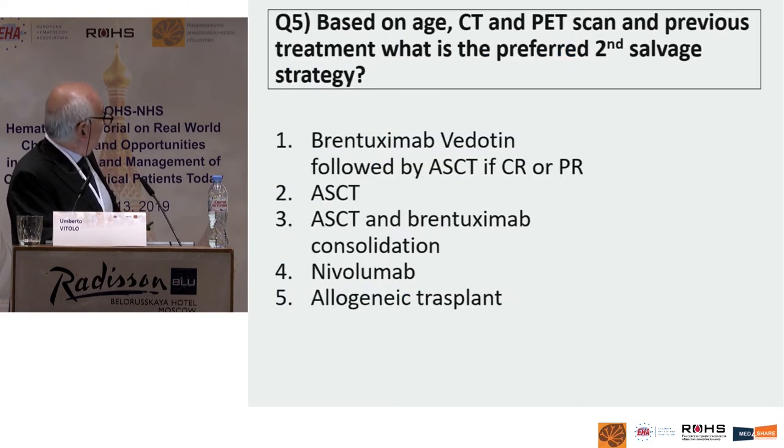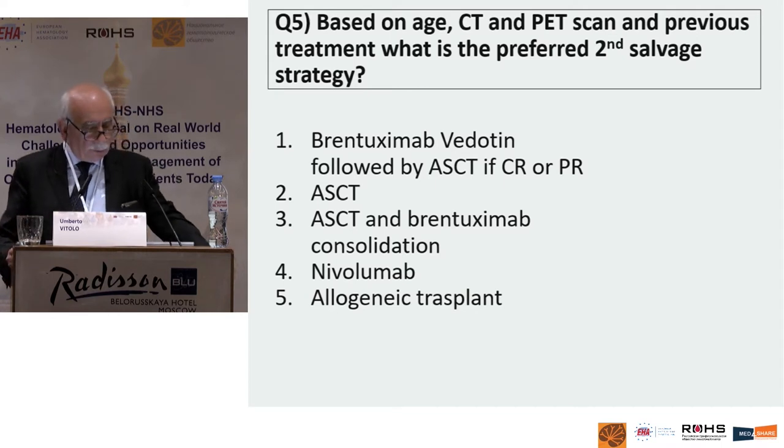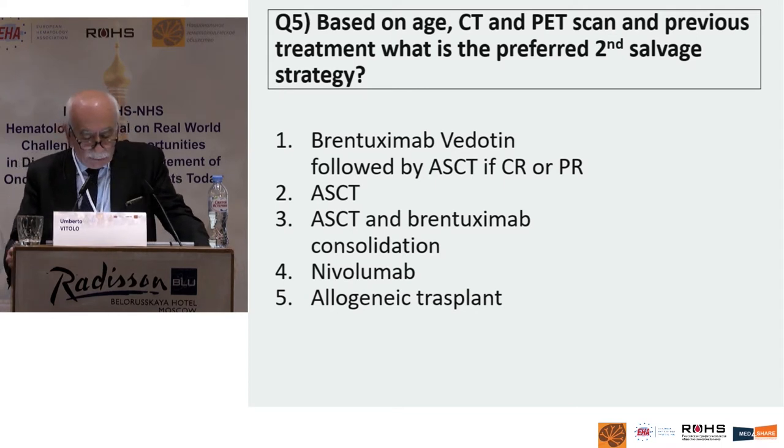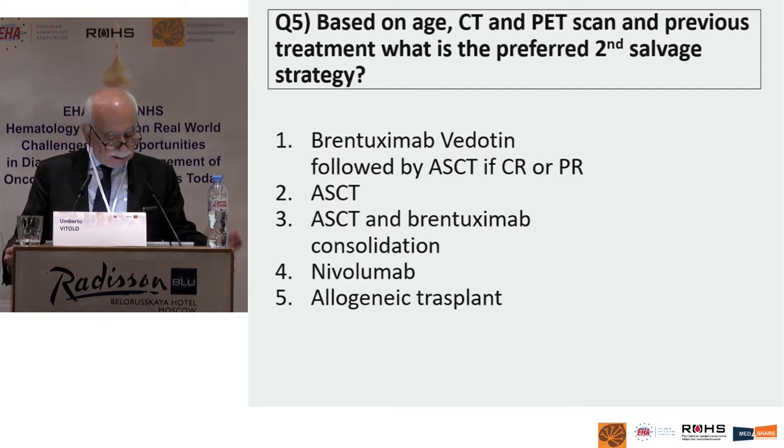So now we have a patient who has failed IGEV chemotherapy, and so the options for this patient could be brentuximab vedotin followed by autologous stem cell transplant if in CR or if in response, proceed directly to autologous stem cell transplant and use brentuximab vedotin after autologous stem cell transplant as a consolidation, shift to checkpoint inhibitors, nivolumab or pembro, or again allogeneic transplant. Please vote again.